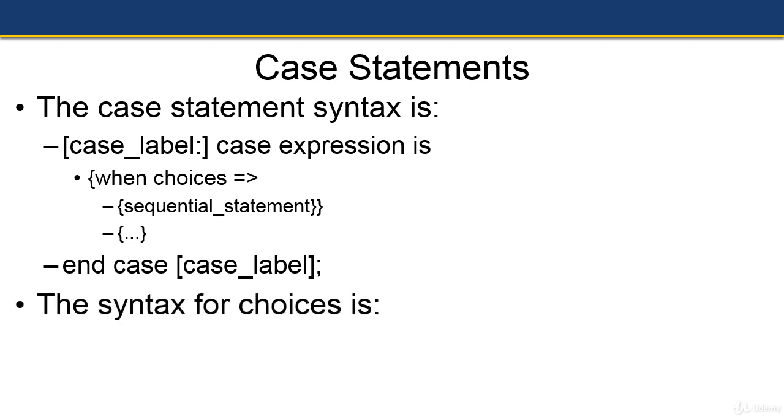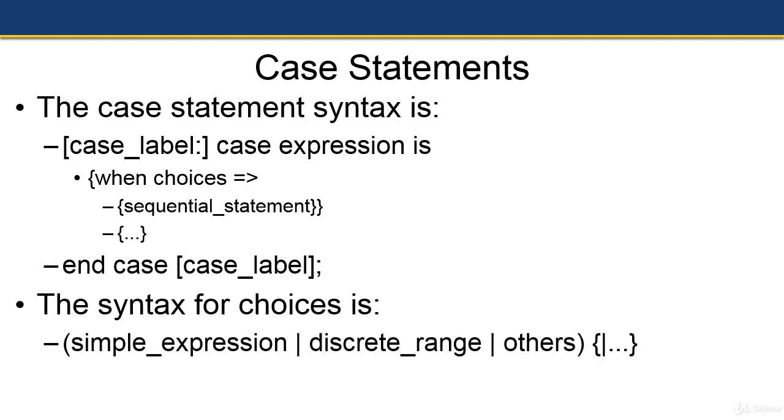I want to talk a little bit about choices. The syntax of choices is either a simple expression, or it can be a discrete range, or it can be both. I can have simple expressions and discrete ranges, and they're separated by a vertical bar. Or we can have the keyword others. If we have the keyword others, we can't have any other types of ranges or expressions.